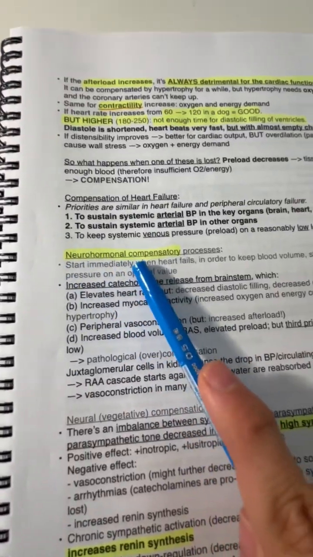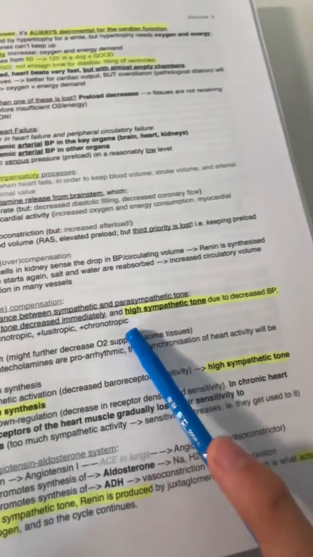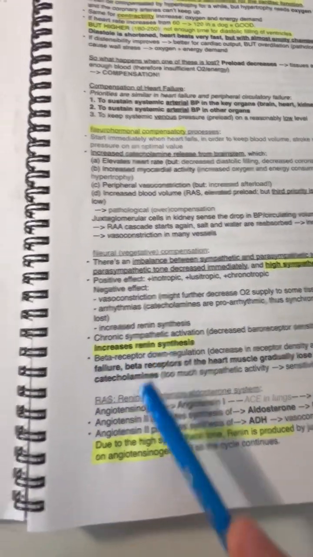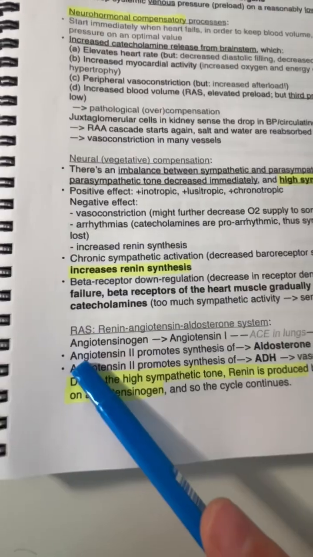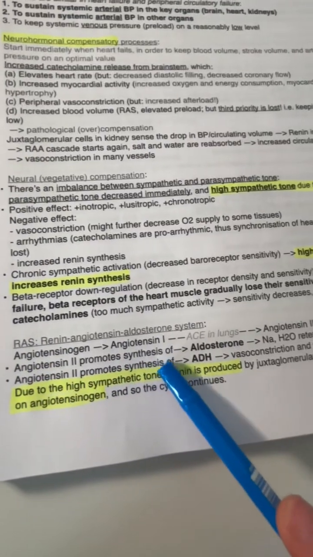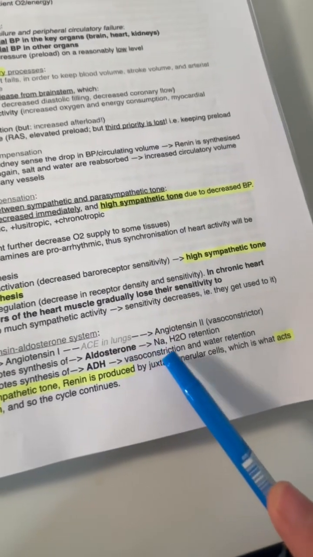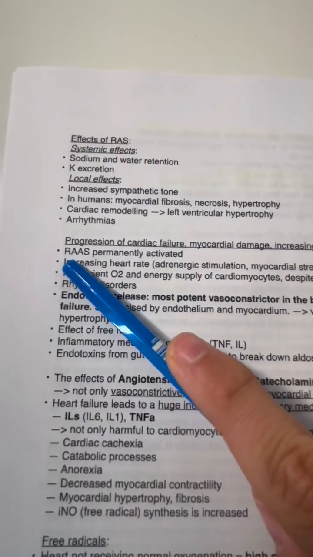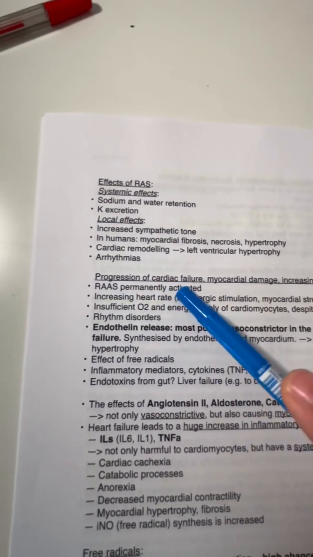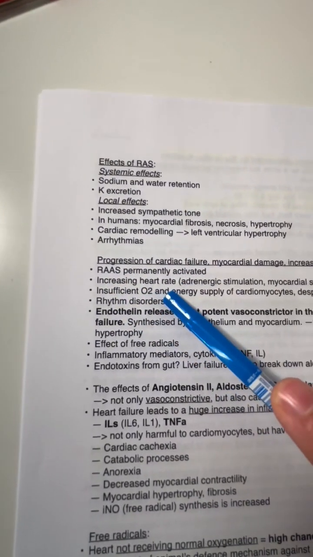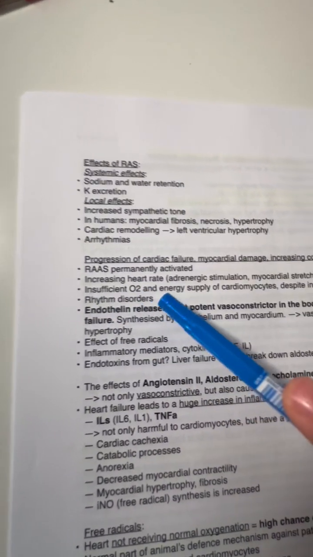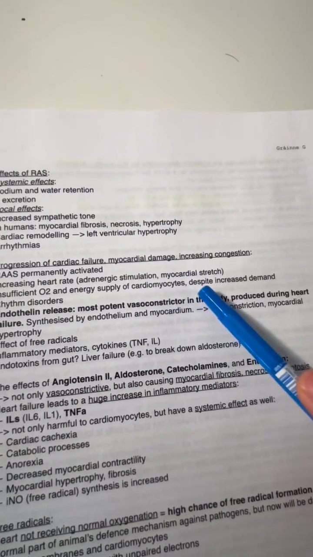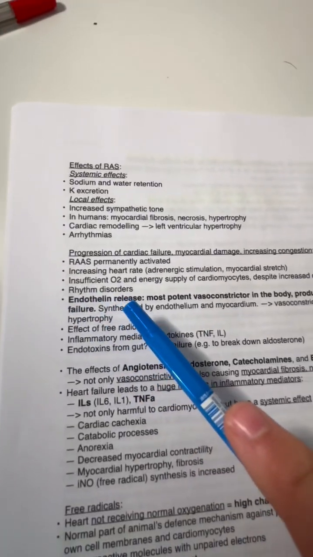The neurohormonal consequences. Decreased blood pressure causes a high sympathetic tone. A high sympathetic tone increases renin synthesis. Renin is produced and it acts on angiotensin. Angiotensin 2 promotes the synthesis of aldosterone, which causes sodium and water retention. Since the renin-angiotensin system is permanently activated, this causes an increased heart rate and then there's an insufficient amount of oxygen and energy supply to the cardiomyocytes despite the increased demand.